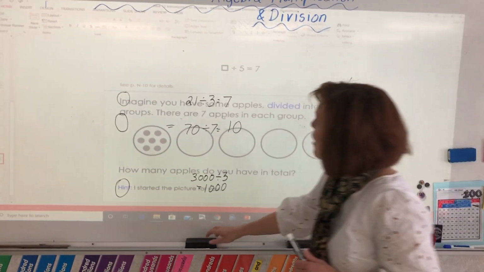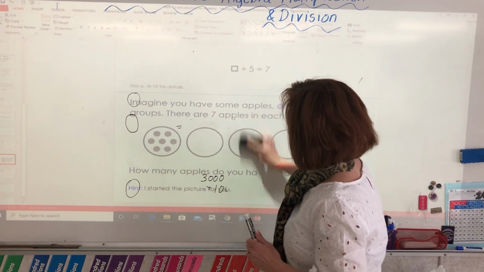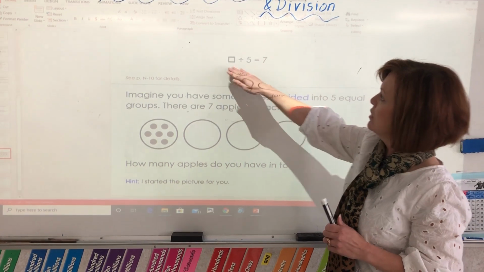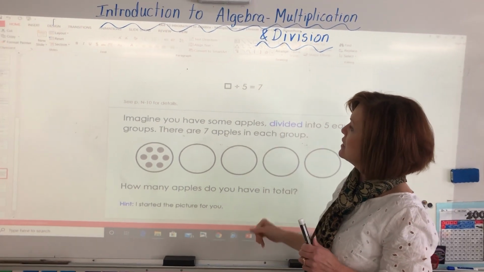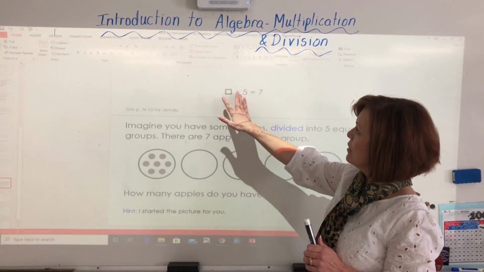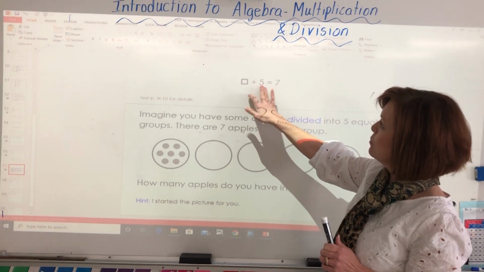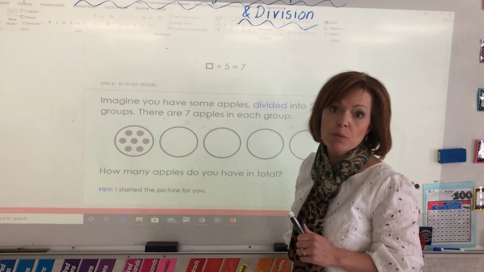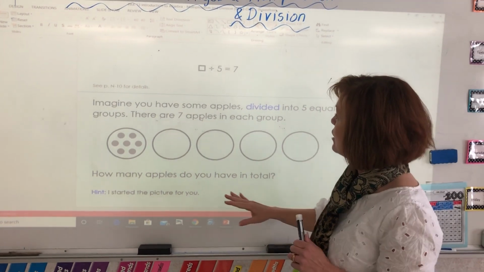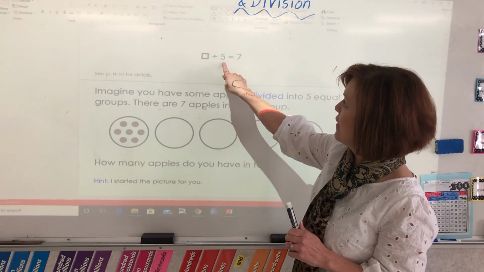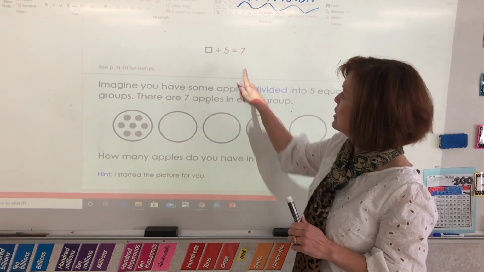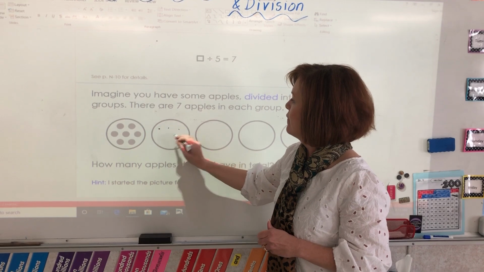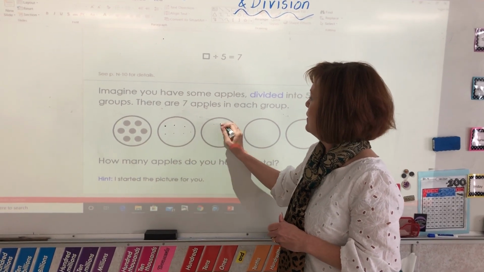All right, now let's look at algebra when you see it in a division equation or a division sentence. This time, some big number divided into 5 equal groups equals 7. How do we think of that? How do you visualize that? Well, imagine you have some apples divided into 5 equal groups, and there's going to be an answer of 7 in each group.